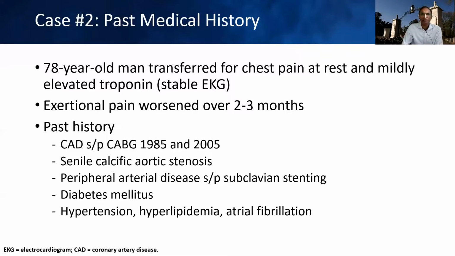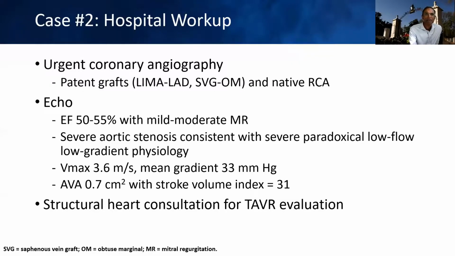Troponin was mildly elevated. And in talking to this gentleman, pain had actually been progressive over 2 or 3 months. There's a known history of coronary bypass surgery in the past, and also a known history of aortic stenosis, which was being followed medically. The patient also had known peripheral disease with a prior stent to the left subclavian. Urgent angiography was performed, which actually demonstrated patent grafts and no significant de novo native coronary disease.